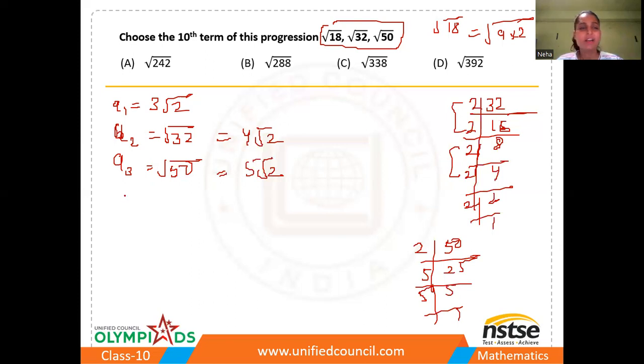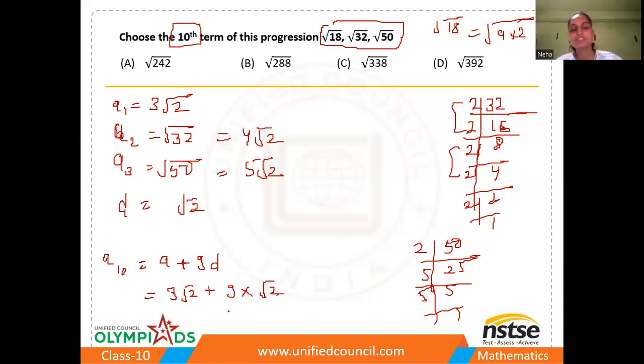Okay, that means the common difference d is nothing but equal to root 2. Here I have to find the 10th term, that means a10. The formula is an equals a plus n minus 1 into d. So a, that means the first term, is 3 root 2, plus 9 into d, which is root 2. So this is 3 root 2 plus 9 root 2, which is equal to 12 root 2.